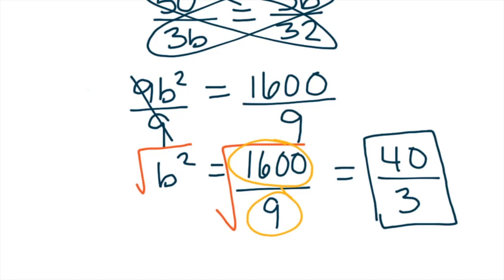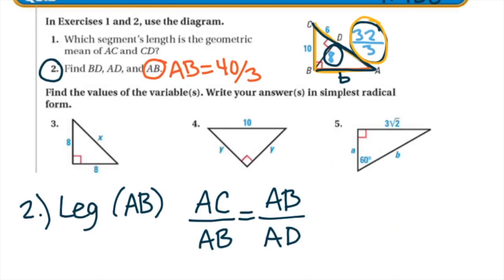See, so multiple ways to do the same problem, whichever one floats your boat. So either way, AB has a length of 40 over 3. So that was all question 2. Nice and slow. Hopefully you caught on to everything. Let's finish with the special right triangle section by answering questions 3, 4, and 5.